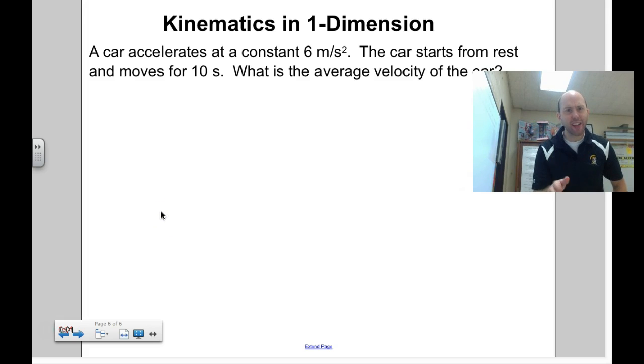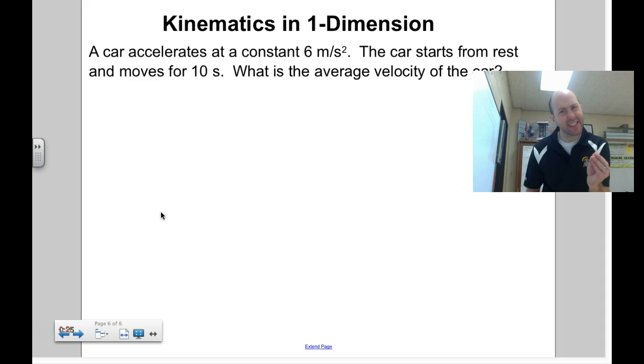Okay, so let's look at another example of using these kinematic equations in one dimension. And this one is a slightly more complex problem, and we'll look at why here in a second. It says a car accelerates at a constant 6 meters per second squared. The car starts from rest and moves for 10 seconds. What is the average velocity of the car?